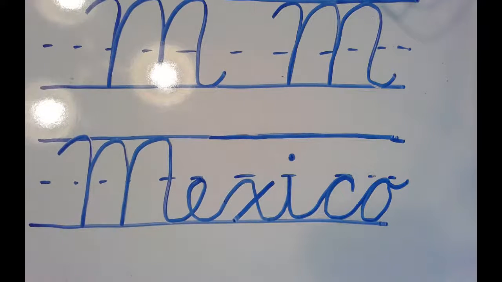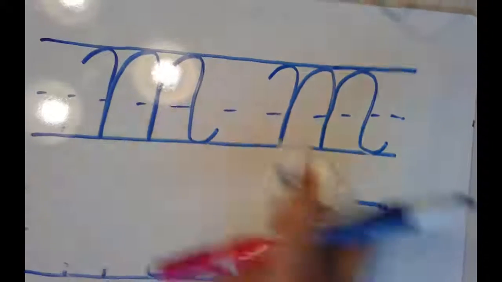So again, you may want to pause. You may want to practice writing Mexico a couple times. Rewind the video so you can see the way I did it again. And then when you're comfortable, we'll move on to cursive N.